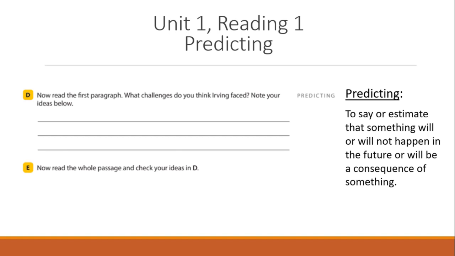So what is predicting? It's to say or estimate that something will or will not happen in the future or will be a consequence of something. So after skimming the article, now we can predict what the article is all about. And in E, it says read the passage and check your ideas in D.